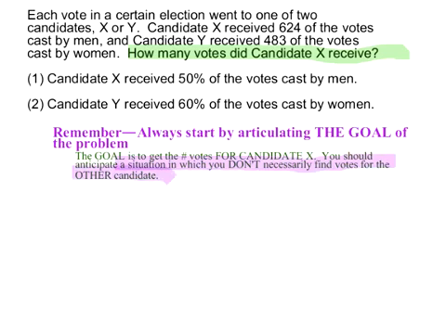This is not an accident, they make problems like this. Remember what they're doing: they're making problems that will nail people who are not focused. If someone reads this problem and thinks, okay, I need to find all of the stuff, like if their thought process is I need to find the votes for X and the votes for Y, then they want those people to get the problem wrong.